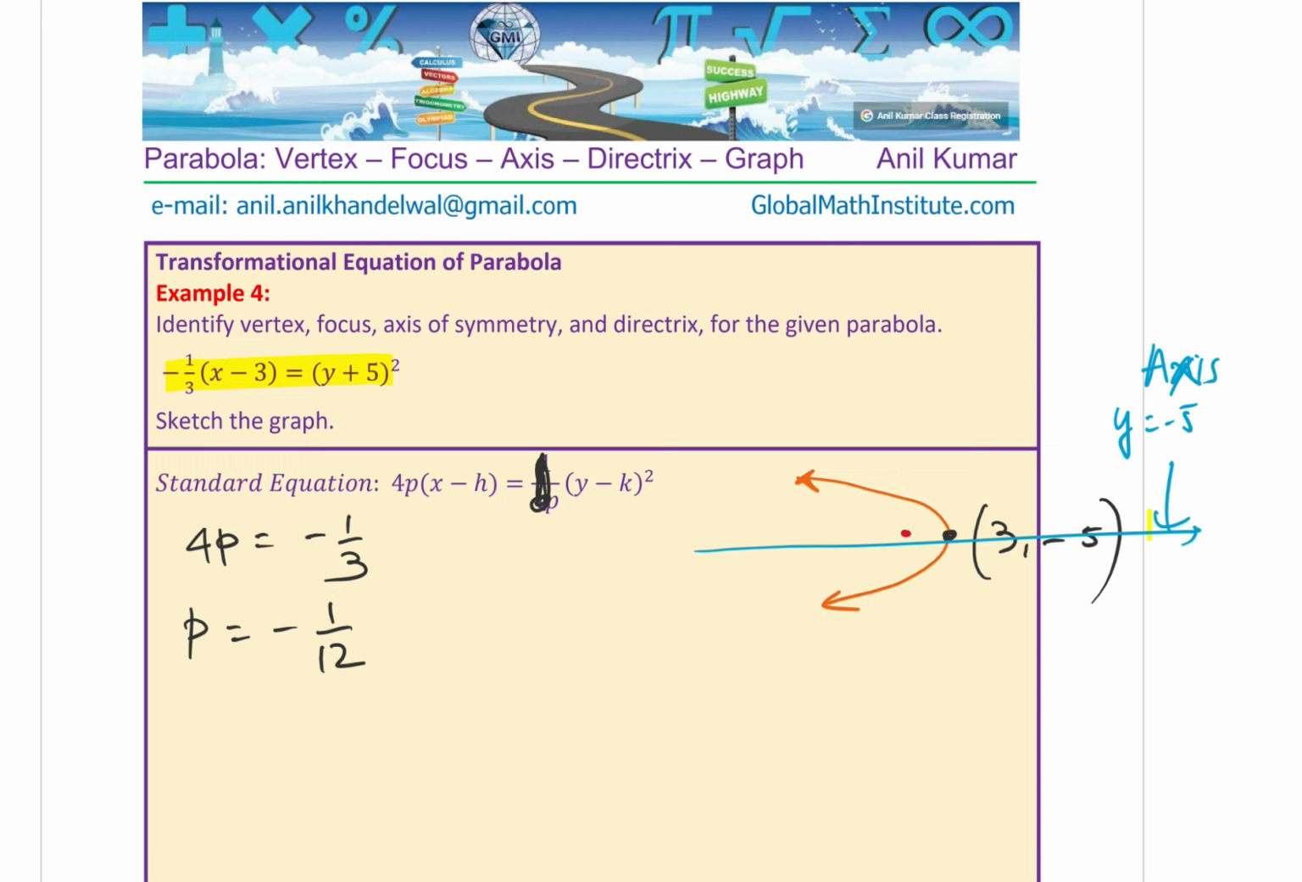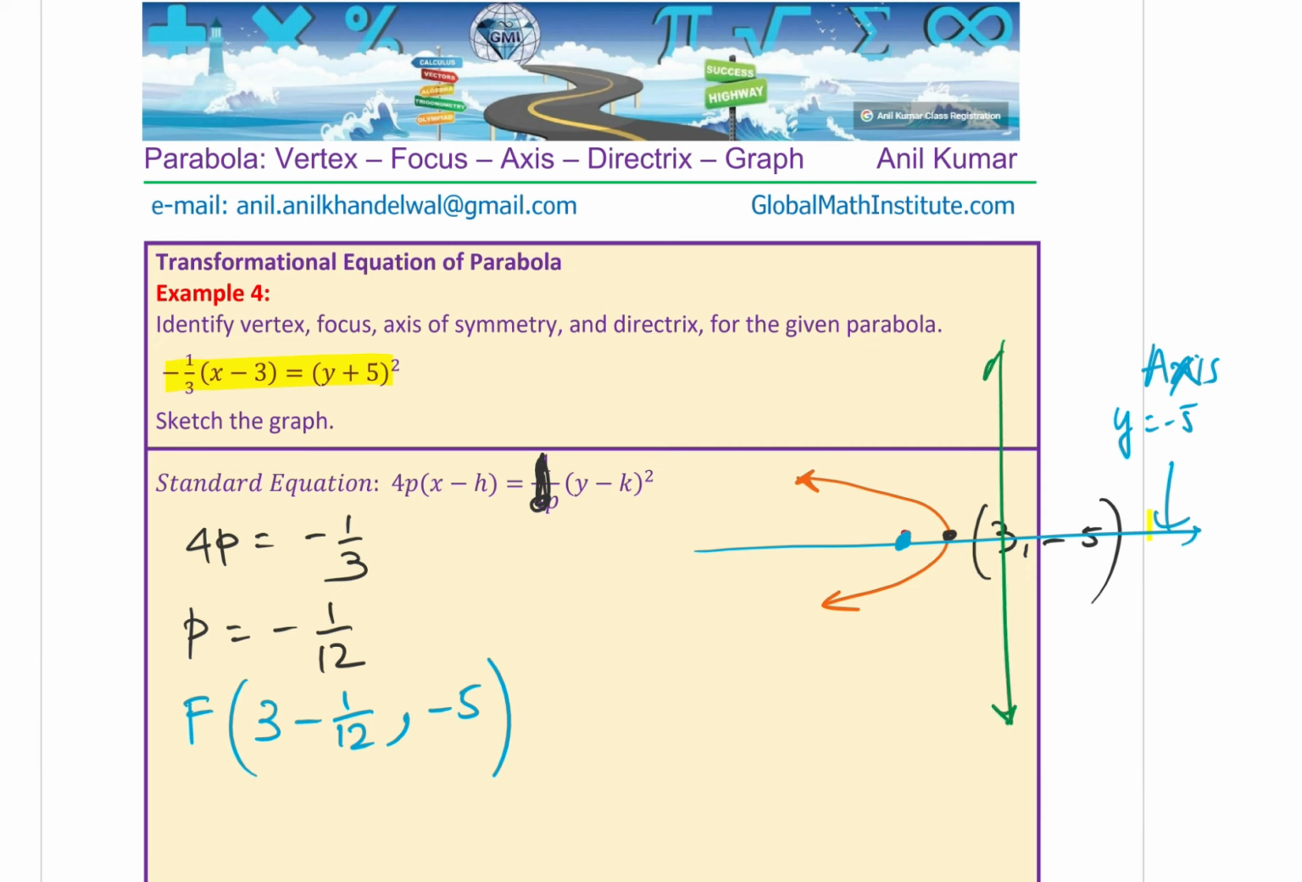And since we are on minus 1 over 12, the focus, which is right there on this point, will be what? The focus will be the x value being 3. We have to do minus 1 over 12 to calculate the focus, y value being at minus 5. As far as the directrix goes, let me sketch that also here.